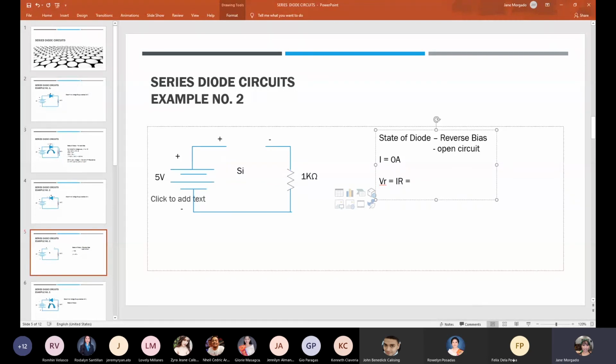Sabi natin kanina, diode is open circuit. And in an open circuit, there's no flow of current. So therefore, what is the voltage drop across 1 kilo ohm? Zero. Zero na siya. Okay? Kaya dapat, umpisa pa lang, alamin mo na yung state ng diode, whether it is forward or reverse, so that you can analyze accurately kung may current flow or wala. So yan na yung sagot: voltage drop across 1 kilo ohm is 0 kasi wala kang flow ng current.